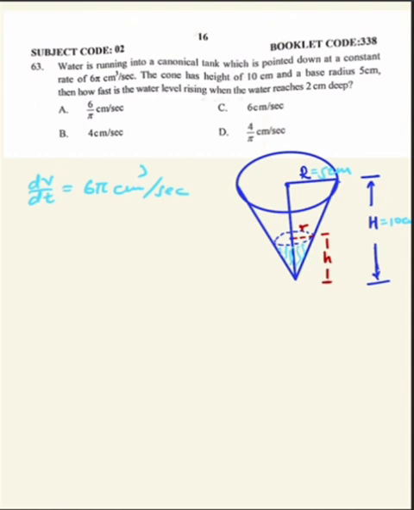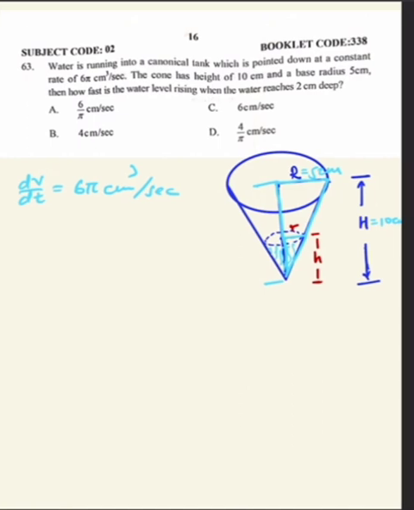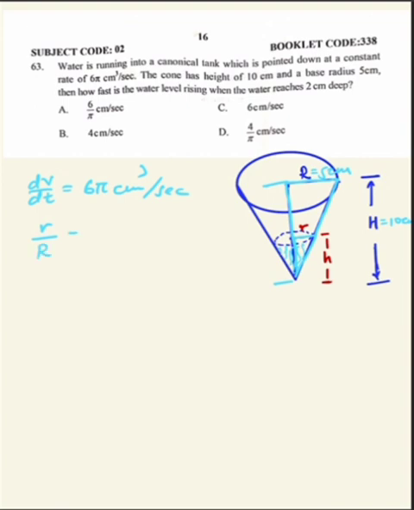The question is: when the water level is 2 centimeter deep, what is the rate of change of the height? To answer this, we take the big triangle and the small triangle and use similarity. The big height is capital H. Using similarity, small r over capital R is the same as small h over capital H. Notation: small r and capital R.